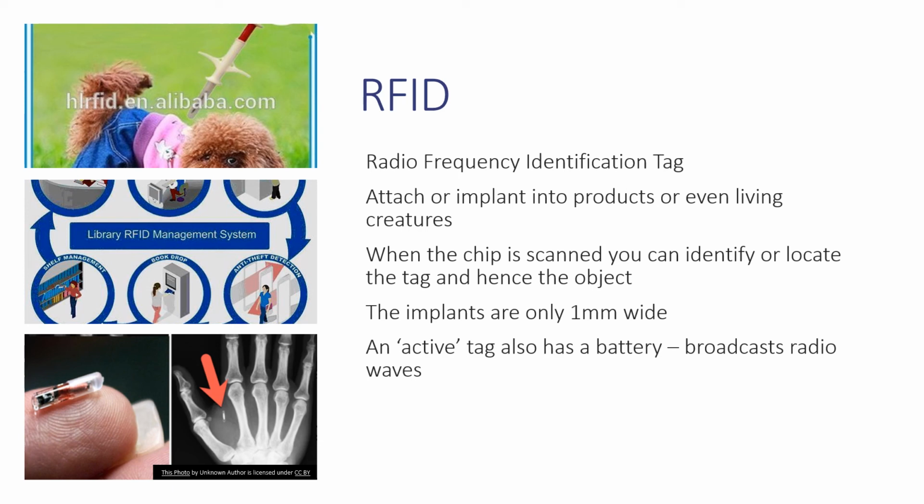RFID is a radio frequency identification tag, and that's an implant. You can put it into a person or an animal or into an object. For instance, a shipment of something that was worth a lot of money, like a shipment of diamonds, could have an RFID tag inserted into it so that you can track exactly where it is.